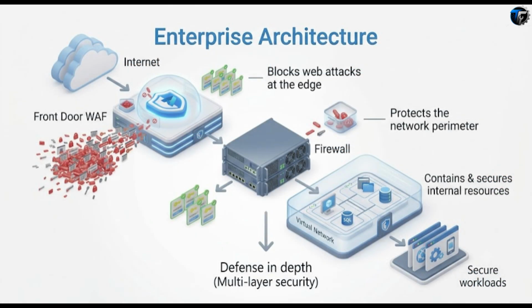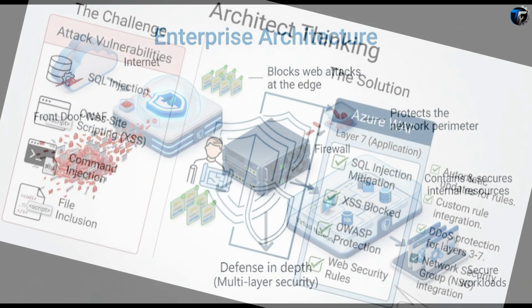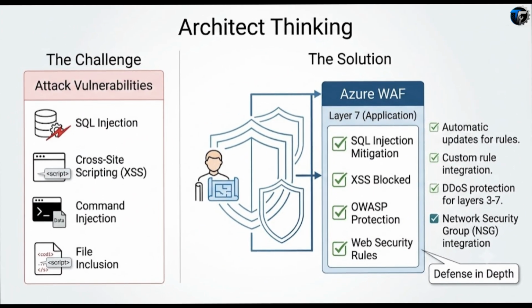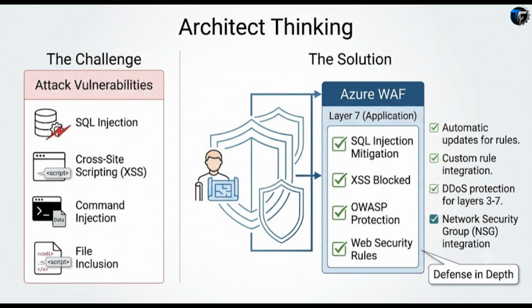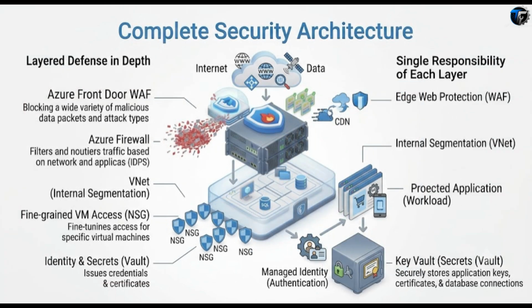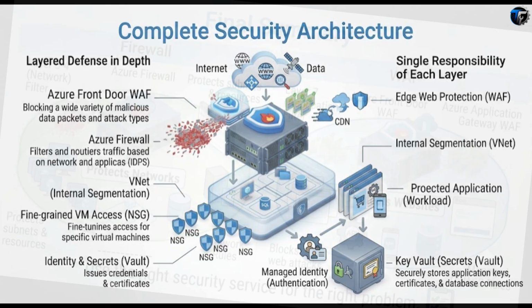Modern enterprise architectures combine multiple security layers. Azure WAF filters web attacks. Azure Firewall protects the network. NSGs secure workloads. WAF provides defense in depth. Architects never rely on a single security layer. Every layer blocks a different category of attacks. This is how modern Azure Enterprise Security is built. Every layer protects something different. Together, they create a highly secure cloud architecture.